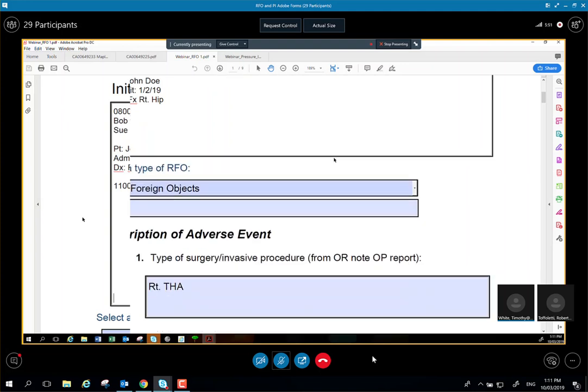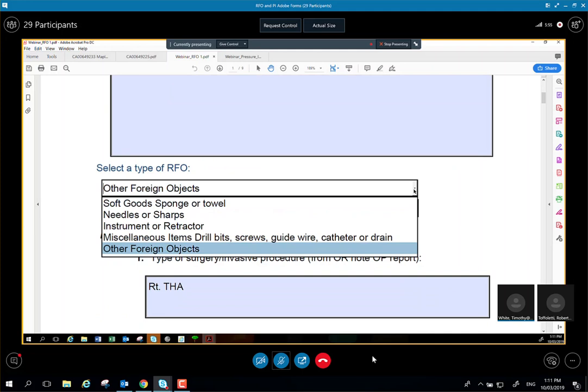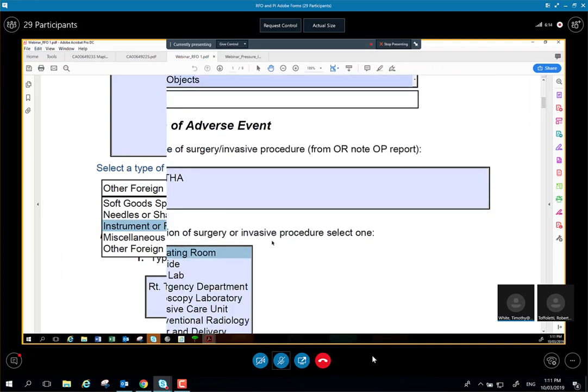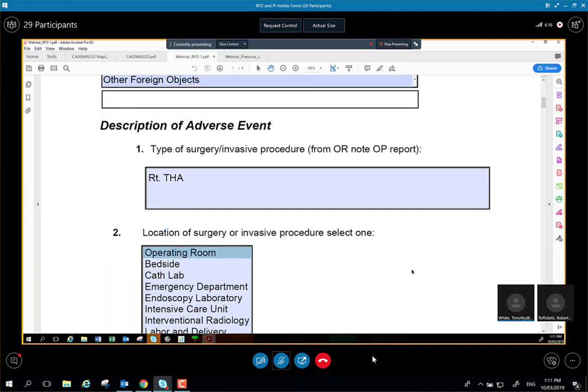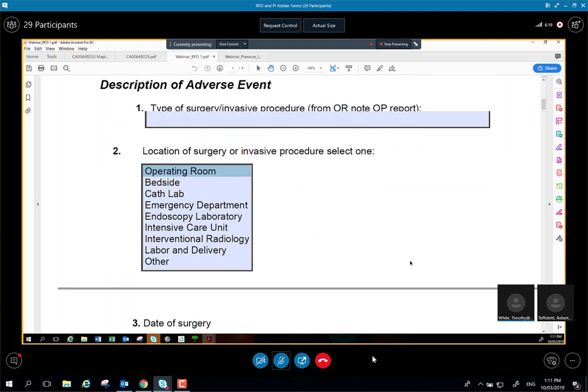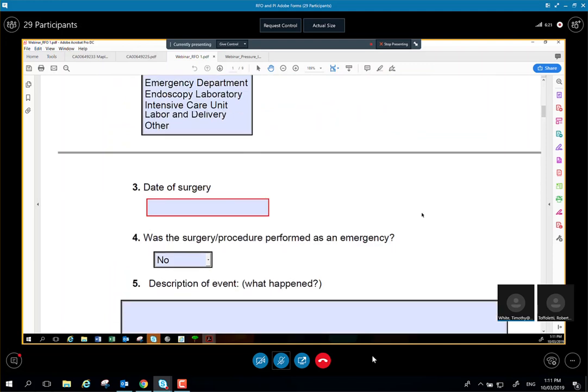So the first thing we want to know is what kind of RFO it was, and you have drop-downs for almost all of this with an area to put further detail. So: soft goods, sponges, towels, needles or sharps, instruments, miscellaneous items, other foreign objects, and an area below that where you could further describe what the foreign object was. What kind of surgery was it? This was a total hip arthroplasty. Where did they do it? What was the date of the surgery?